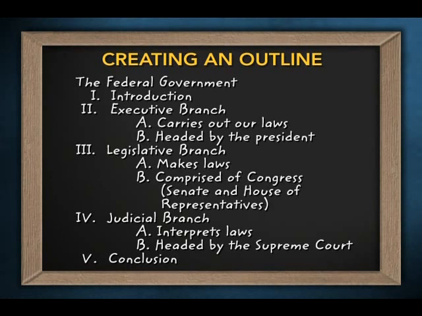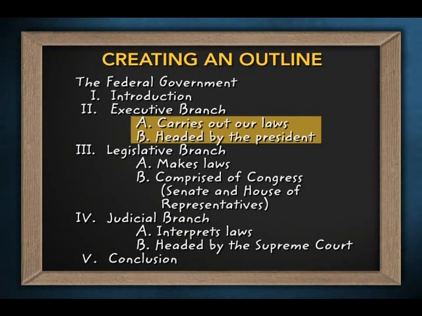Returning to the executive branch for the moment, I have my subtopics A and B. A is carries out our laws. B, it's headed by the president. So I started out with A, with the function, and then B, I put the person who runs that part of our government. I'm going to parallel this throughout my entire outline.